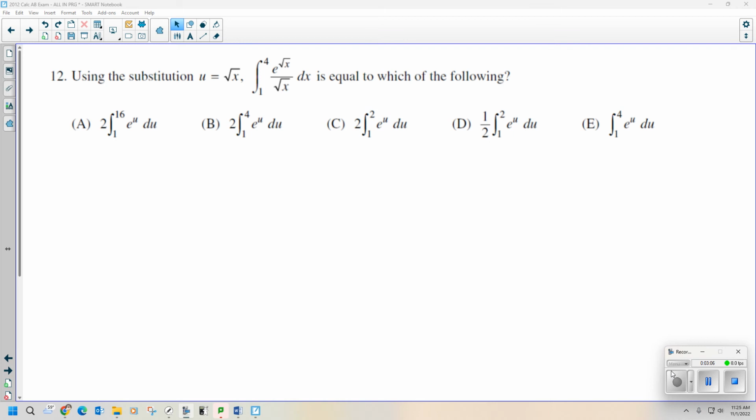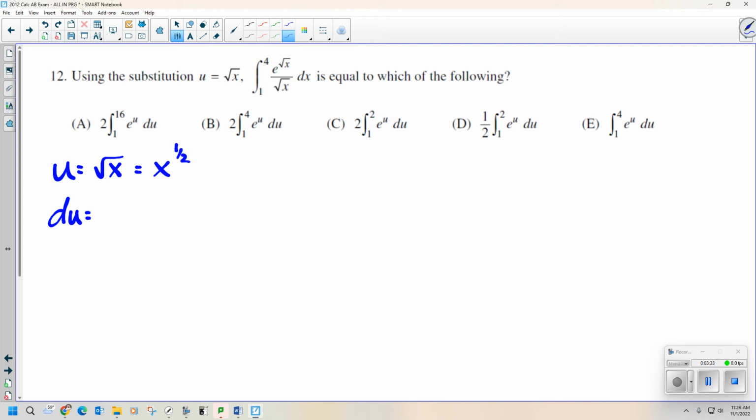Number 12. Using the substitution u equals the square root of x, the integral from 1 to 4 of e to the square root of x over the square root of x dx is equal to which of the following? So it looks like we're just going to have to do a little substitution here. They're telling us u equals the square root of x. So we've got to figure out what du is. The square root of x is like saying x to the 1/2. The derivative of this is 1/2 x to the negative 1/2 dx.